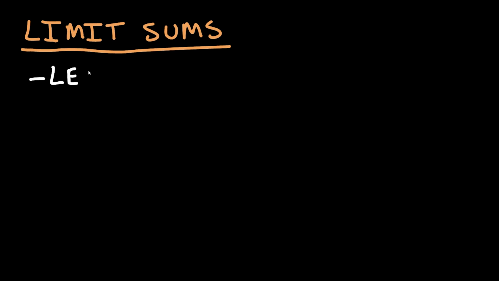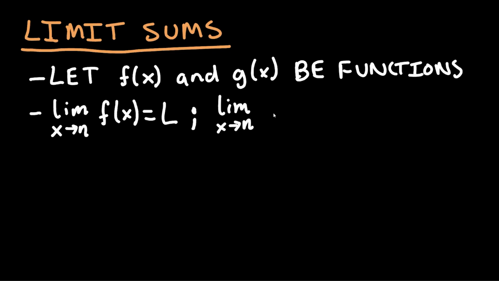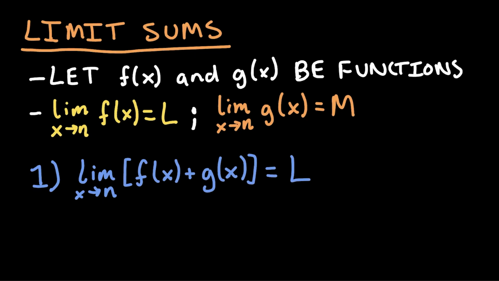We need to let f of x and g of x be functions, and the limit as x approaches a number of f of x equals some number L, and the limit as x approaches some number of g of x is equal to m. Now the first way to write this rule is as follows. If I have the limit as x approaches a number of f of x plus g of x, then that limit equals L plus m.